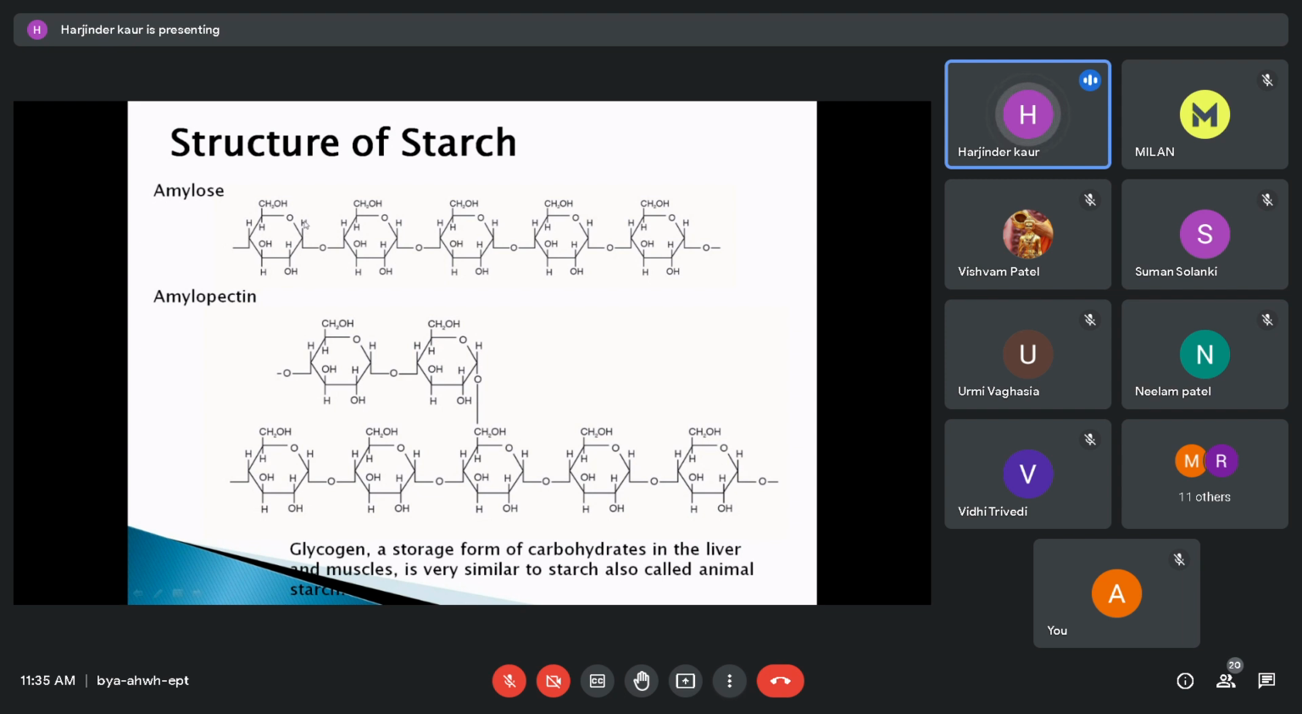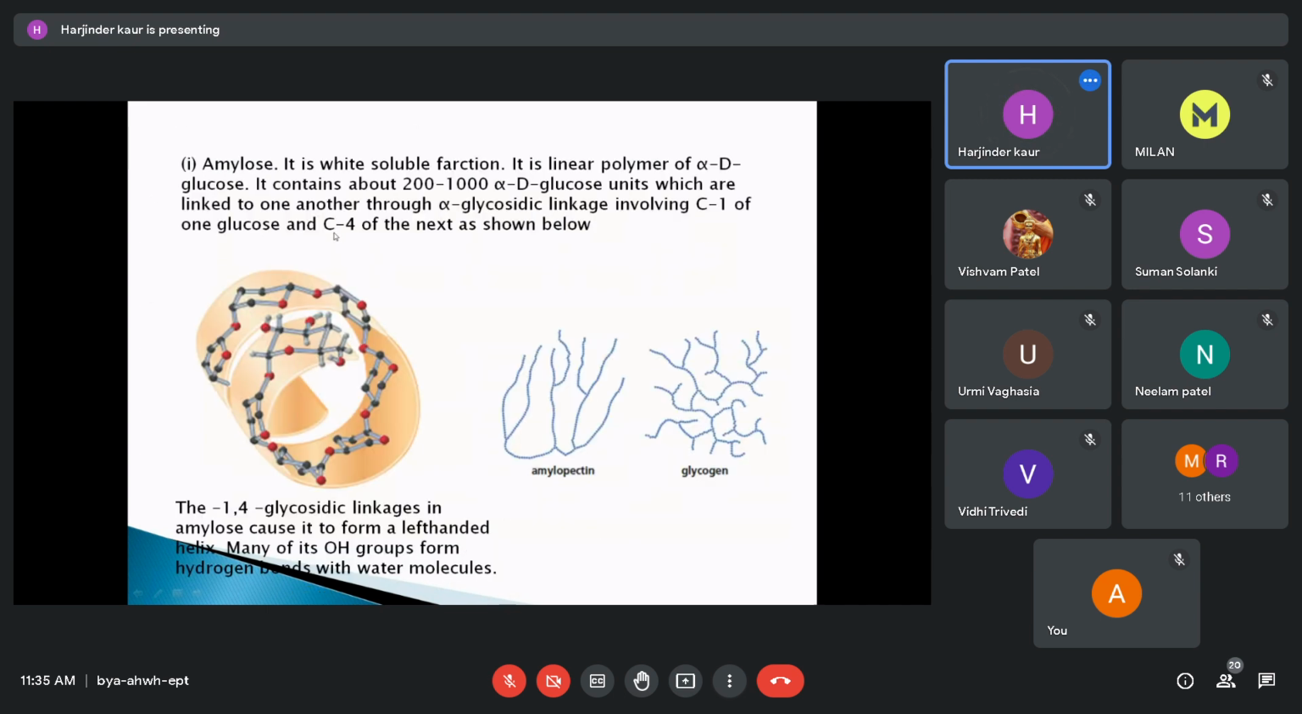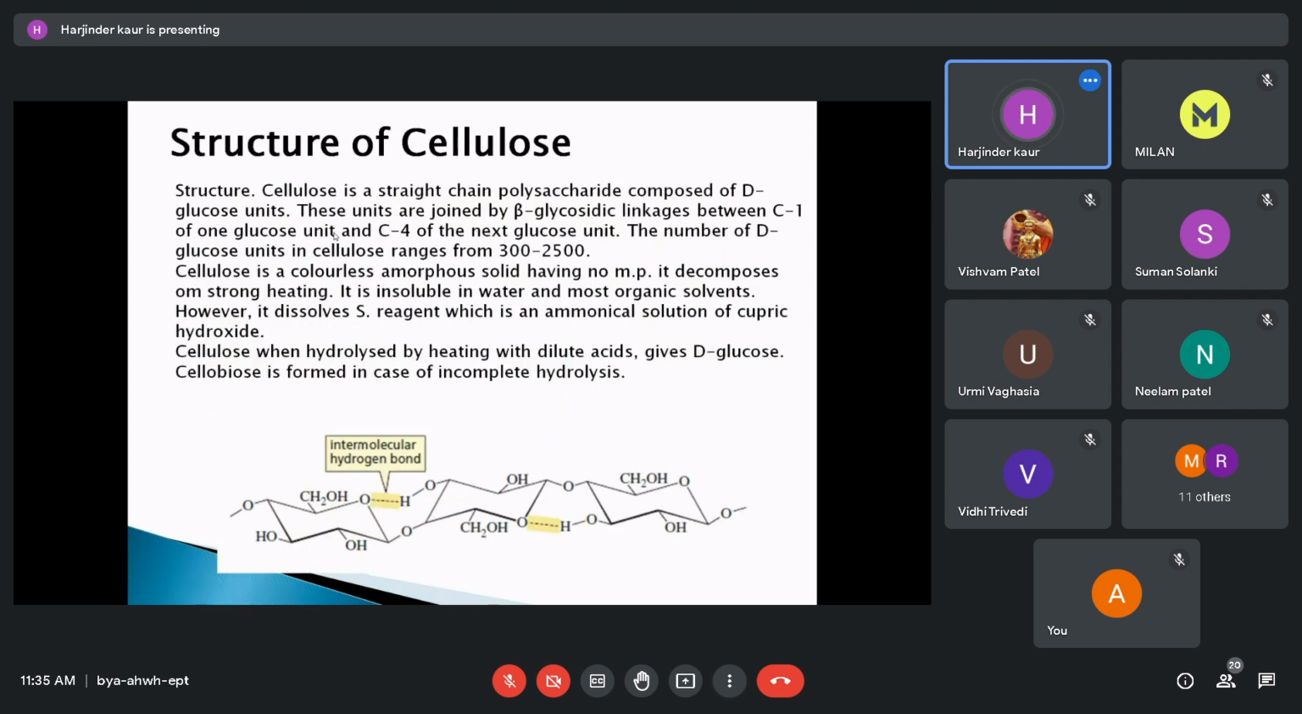If it were beta, then the OH on carbon one will be on the top, and the fourth one always stays below. So here the linkage will be diagonal, and there will be one H above and the other H below. The two H will be trans. That is the meaning of beta glycosidic linkage. Now, though these structures are drawn in a different pattern, this is a chair conformation, and it also shows why this linkage is preferred.